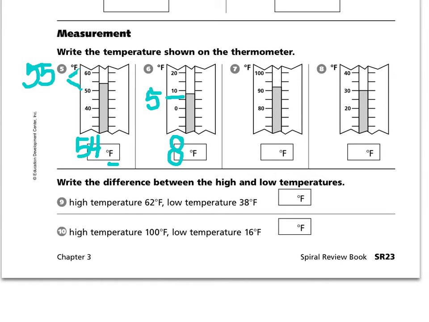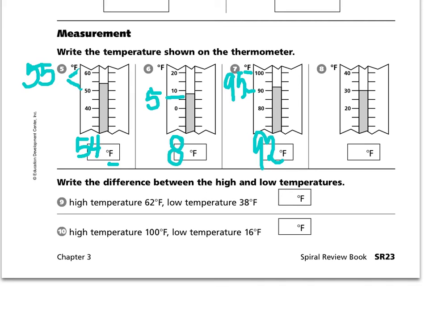Let's do number 7. I know it's got to be between 100 and 90. And I know that this middle line right here is going to be 95, because that's the middle number between 90 and 100. But if you look closely, the line doesn't go up to 95. So I know it's got to be between 90 and 95. And using my reasoning skills, it looks like it's at 92 degrees Fahrenheit. I want you to use these skills to do number 8 on your own.